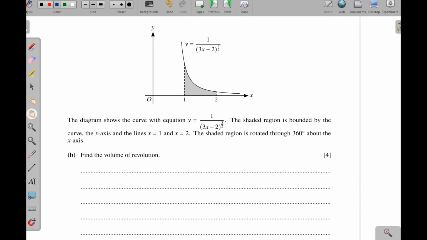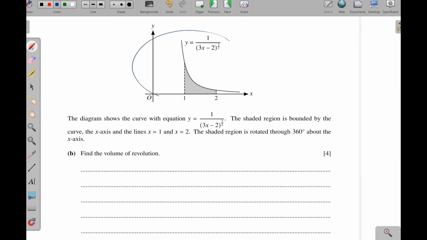And then next, we are given this graph here. The diagram shows the curve with this equation. The shaded region is bounded by the curve, the x-axis, and the lines x is equal to 1 and x is equal to 2. The shaded region is rotated through 360 degrees about the x-axis. Then part B, find the volume of the solid of revolution.